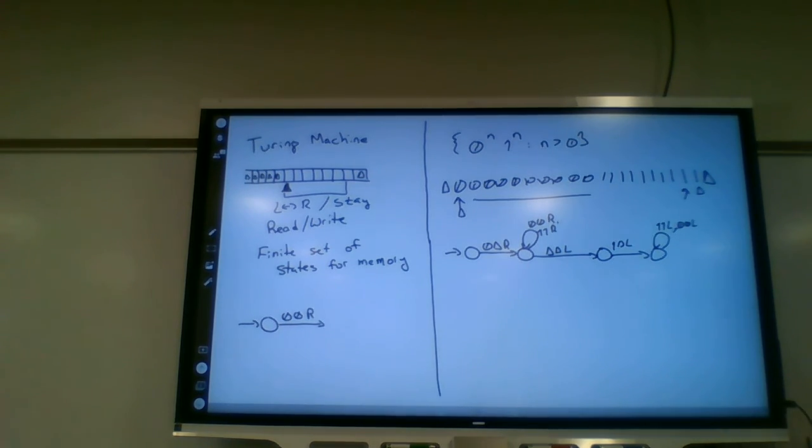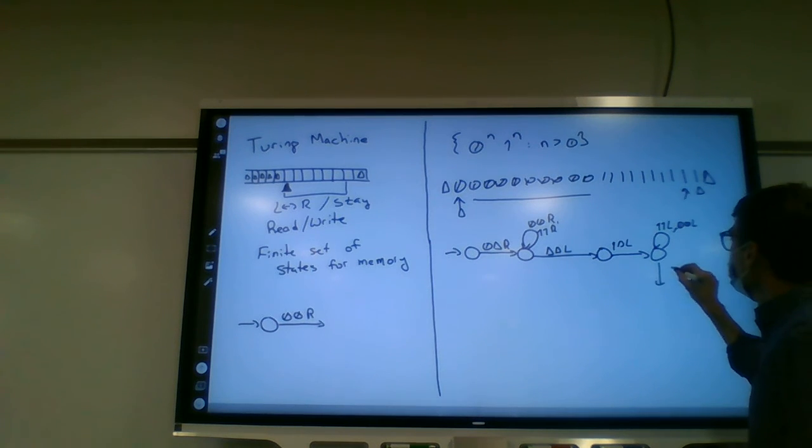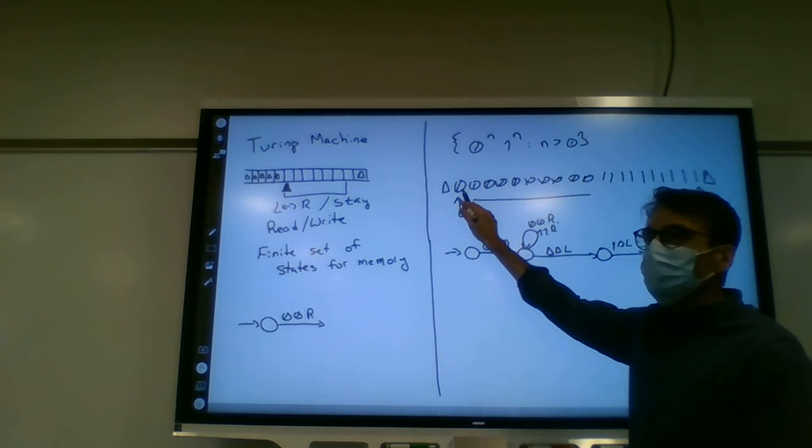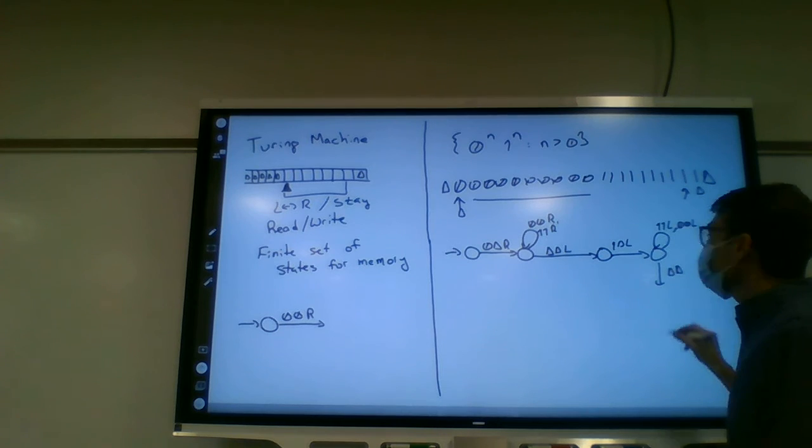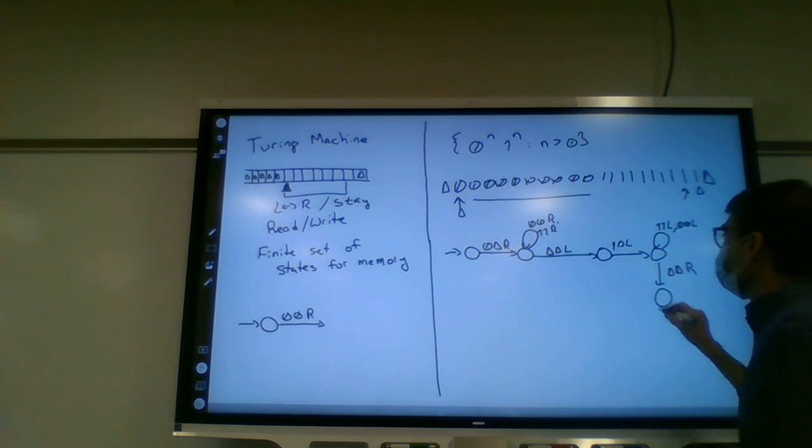So now you want to read. If you read a 1, you want to write a 1 and move to the left. And then if you read a 0, write a 0, move to the left, all the way back. And then if you read a delta, it's going to be this delta, you write a delta and move to the right 1.